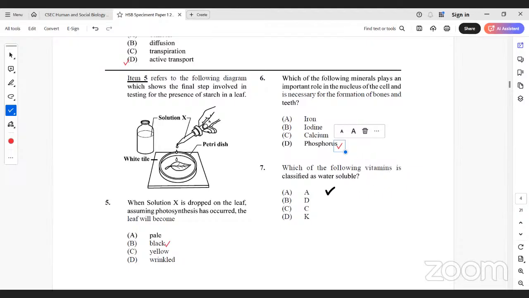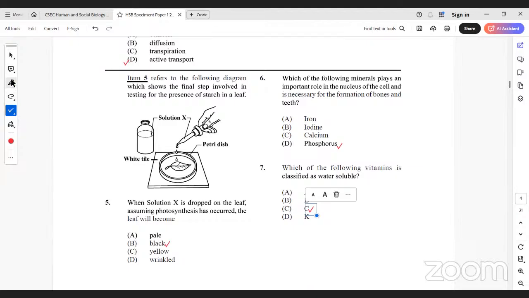Which of the following vitamins is classified as water soluble? All right, which of the following vitamins is classified as water soluble? And I hope persons are thinking of an easy way, the way I remember this. The answer for this is C. The way I remember this is BCAD.